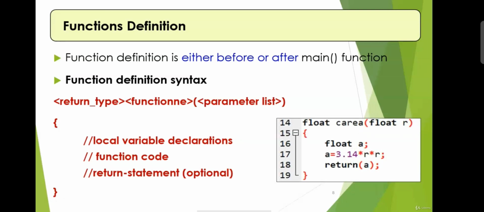An example of function definition is shown in the figure, line numbers 14 to 19. Float is the return type of the function. CArea is the name of the function. It accepts one argument. That argument is of type float and the name of the argument is R. And in curly braces you are mentioning the code of the function.